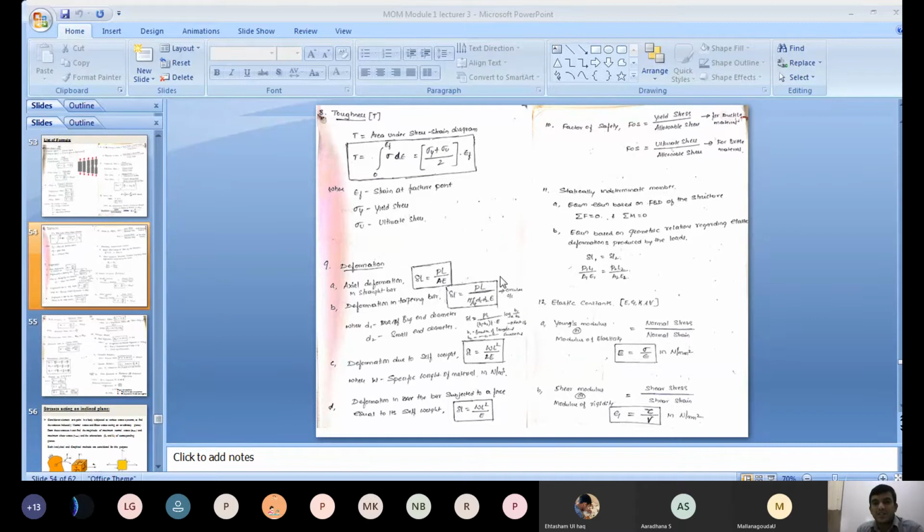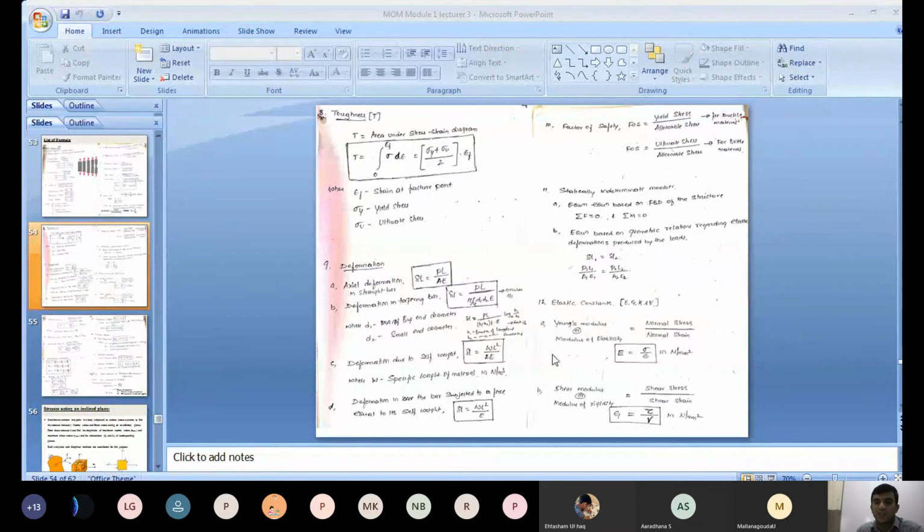Next, we discussed elastic constants. Elastic constants are the constants that tell the elastic behavior of an engineering material within the elastic limit. There are 4 elastic constants. One is Young's modulus, which we represent as E, shear modulus as G, bulk modulus as K, and Poisson ratio, which is nu or mu. Some textbooks use nu, some textbooks symbolically represent it as mu.